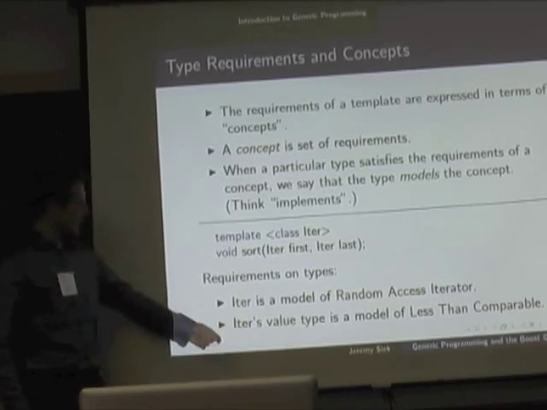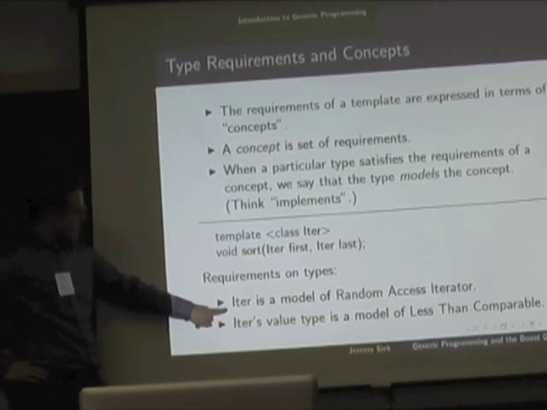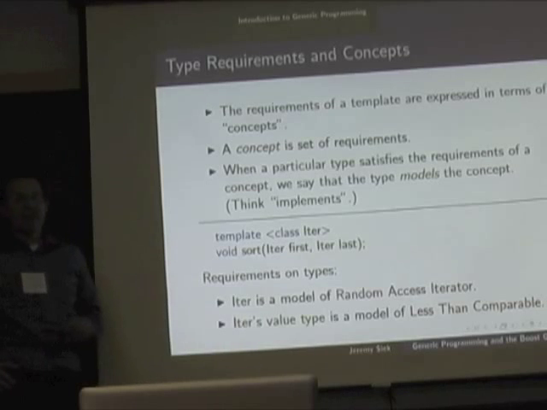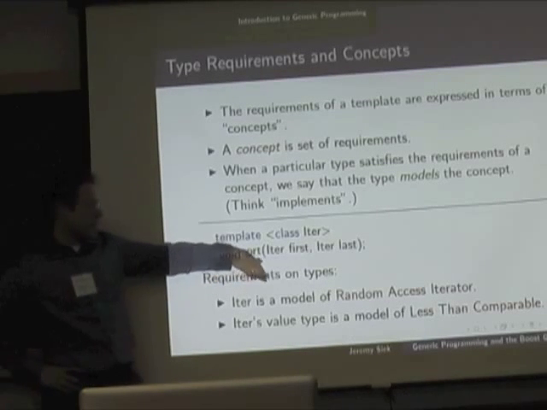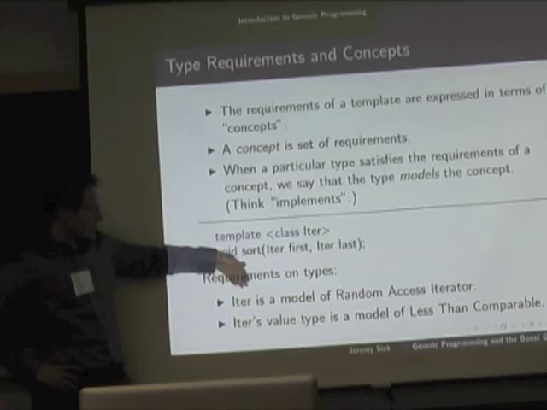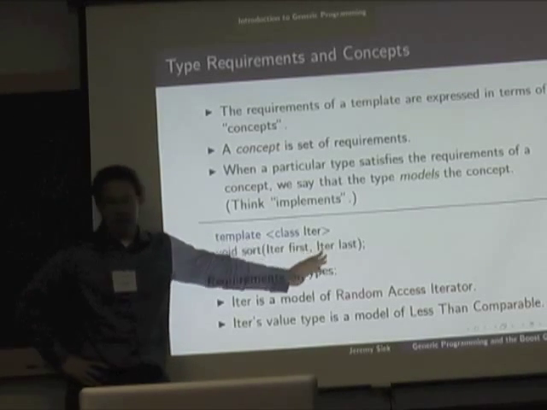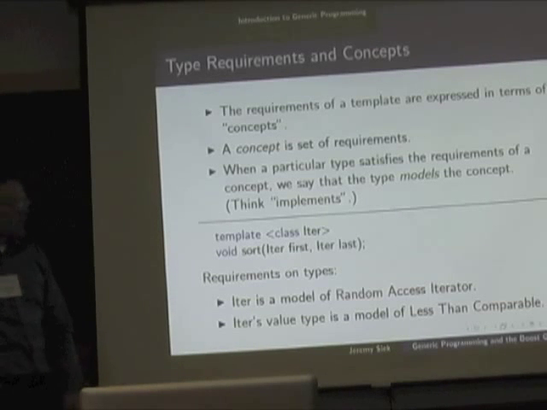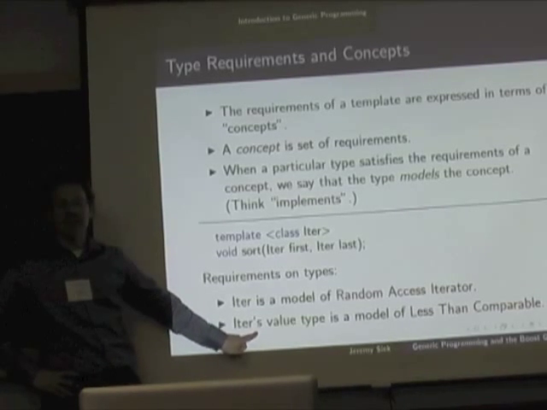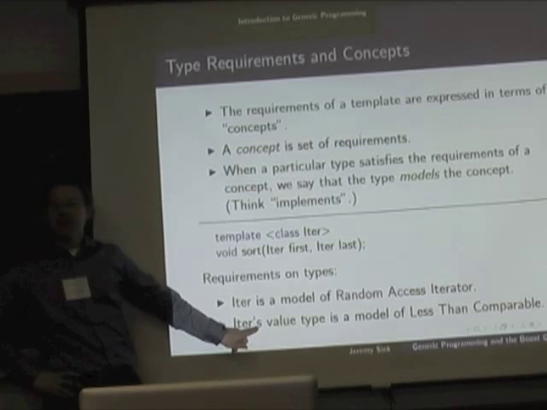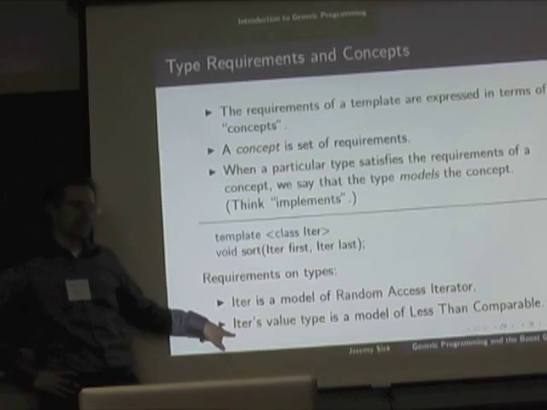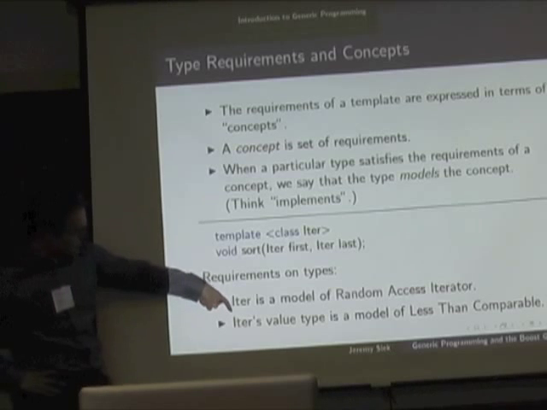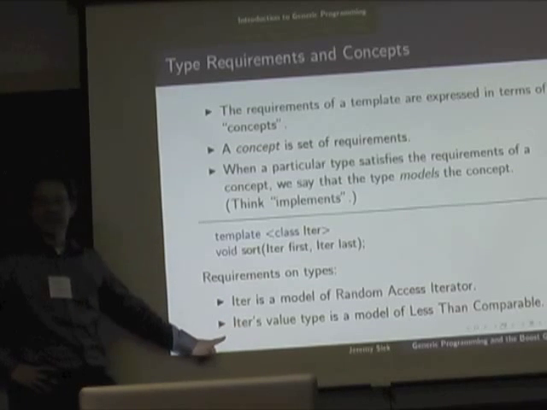One thing that's interesting here is this: Iter is a model of random access iterator. That's a kind of type constraint that you might see in a lot of other languages. Like in Java, you can have type parameters and put a bound or constraint saying that Iter implements random access iterator. But what about this one? This one's actually pretty interesting and unique. There are really only a couple of languages in existence that have anything like this at all. What's interesting is that we're not putting a constraint on Iter itself.